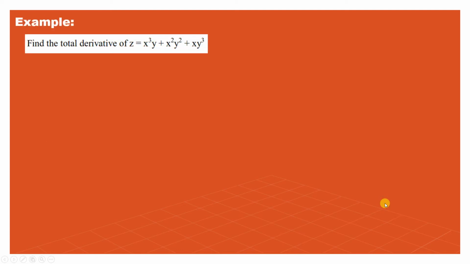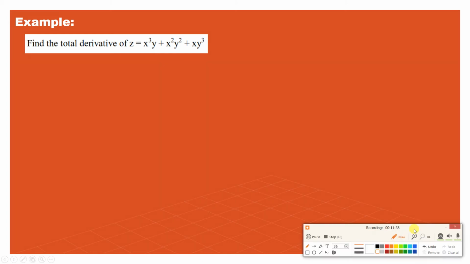Okay, so example number 1. Find the total derivative of z, so ang hinahanap ay si dz, ha. Total, hindi malanding d. z equals x cubed y plus x squared y squared plus xy cubed. Okay, so hanapin daw natin yung total derivative, so si dz. If this is our equation, solution muna tayo: z equals x cubed y plus x squared y squared plus xy cubed.